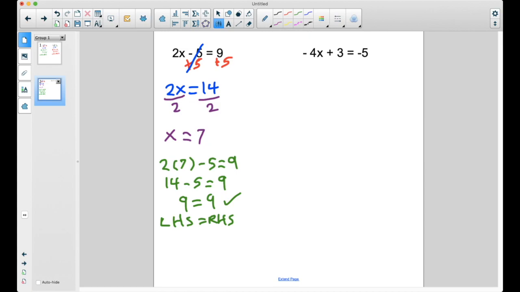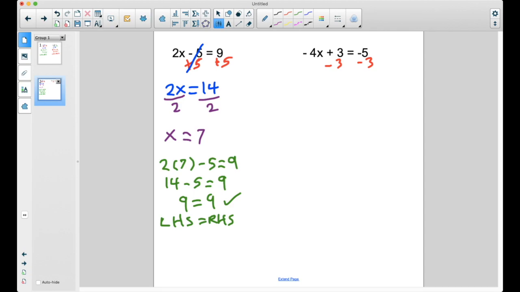The last example we'll take a look at today is negative 4x plus 3 is equal to negative 5. In this case, we have a couple of different options. We could first move that negative 4x onto the right-hand side to make it a positive 4x, or we can just leave it on this side and isolate it on the left. I'll isolate it on the left side. So right now we have negative 4x plus 3. I need to get rid of that plus 3 by subtracting 3 from both sides.